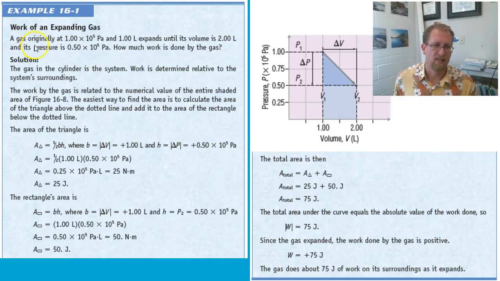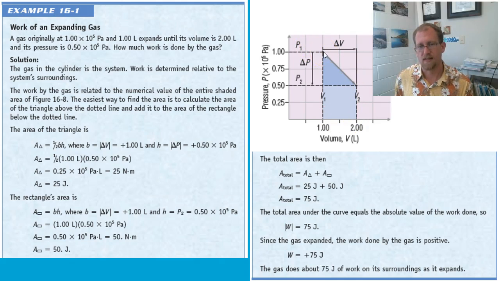So gas originally at 10 times 10 to the 5th pascals and 1 liter expands until it is in volume 2 liters, and its pressure is half, 0.5 times 10 to the 5th pascals. How much work is done by the gas? So the gas in the cylinder is the system, and the work is going to be relative to the system surroundings. So we're going to be looking at work done on the surroundings by the system. And so we need to figure out, well, first we would need to graph it. So here's what it looks like.